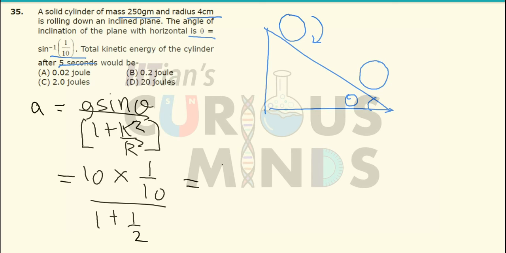So basically it will be equal to 1 by 1 plus 1 by 2, so the 2 will go in the numerator. So basically it will be equal to 2 divided by 3. This is the acceleration of the body.